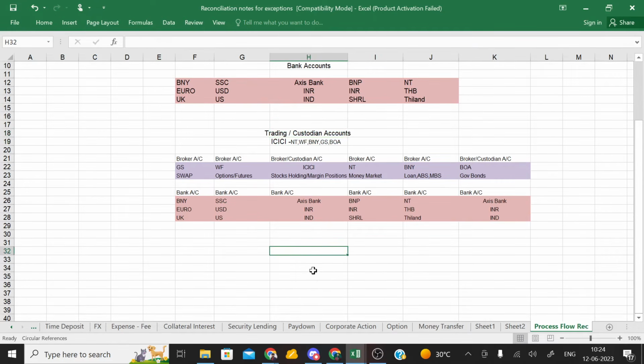So here you would see where the fund admin team pulls the statements. The fund admin team would be here where they pull the statements: bank statements, broker statements, custodian statements.